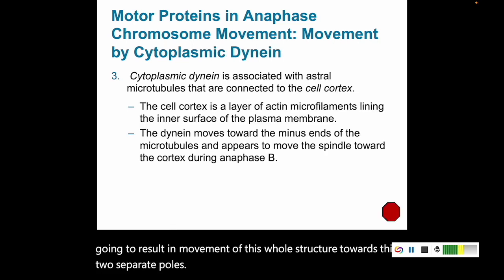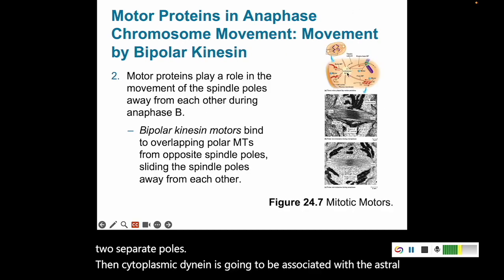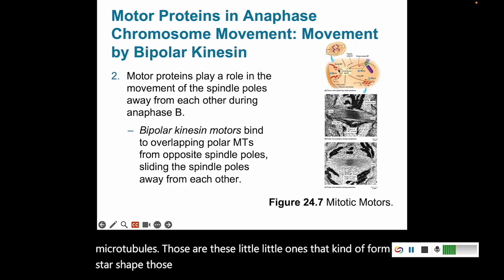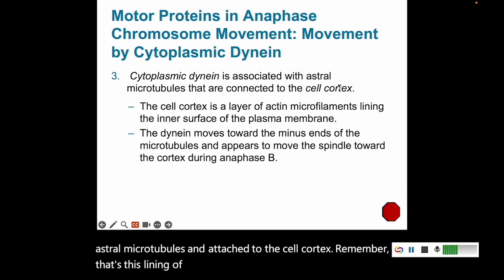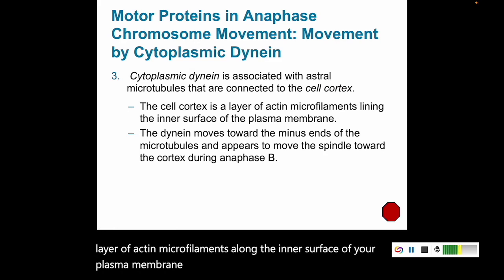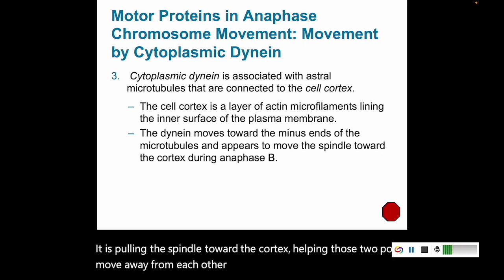Then cytoplasmic dynein is going to be associated with the astral microtubules. Those are these little ones that kind of form the star shape. Those are our astral microtubules. So it's attached to these astral microtubules and attached to the cell cortex. Remember, that's this lining of your cell membrane. The cell cortex is that layer of actin microfilaments along the inner surface of your plasma membrane. So as the dynein is moving those astral microtubules, it is pulling the spindle toward the cortex, helping those 2 poles move away from each other during anaphase B.